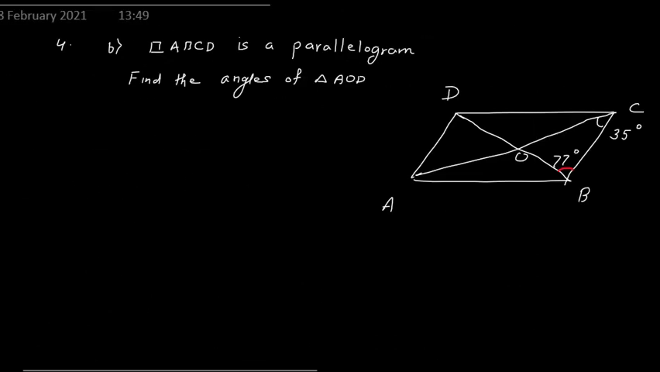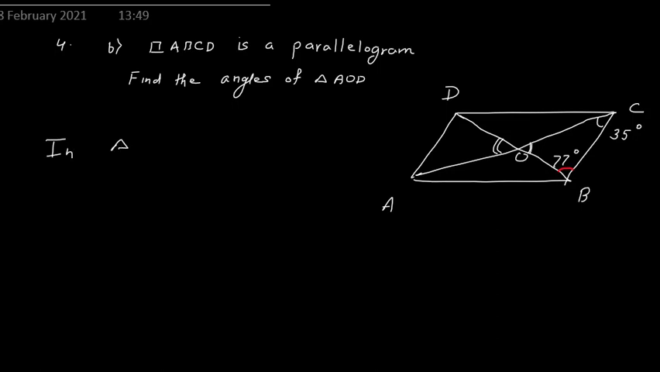Now question number 4. ABCD is a parallelogram. Find angle AOD. Okay, this angle we have to find out. So to get this angle, we need this angle. This is 77 given, this is 35 given. So angle AOD is not that difficult. And there is no point in mentioning that ABCD is a parallelogram also.